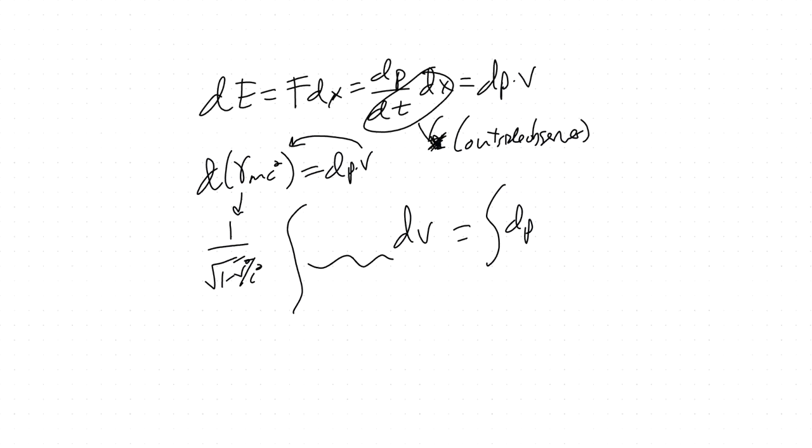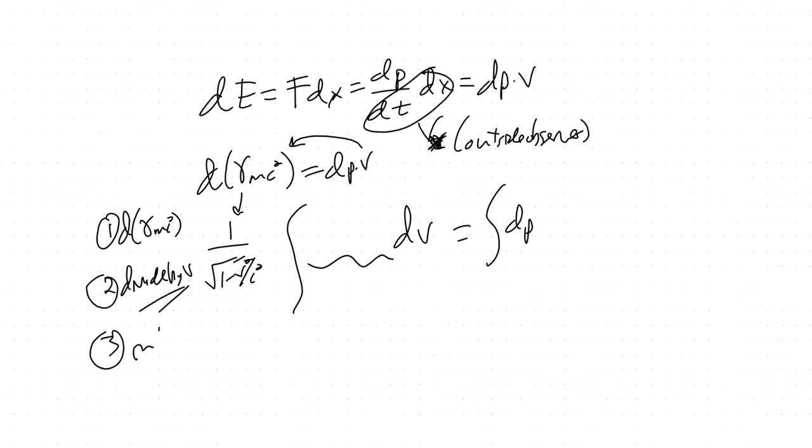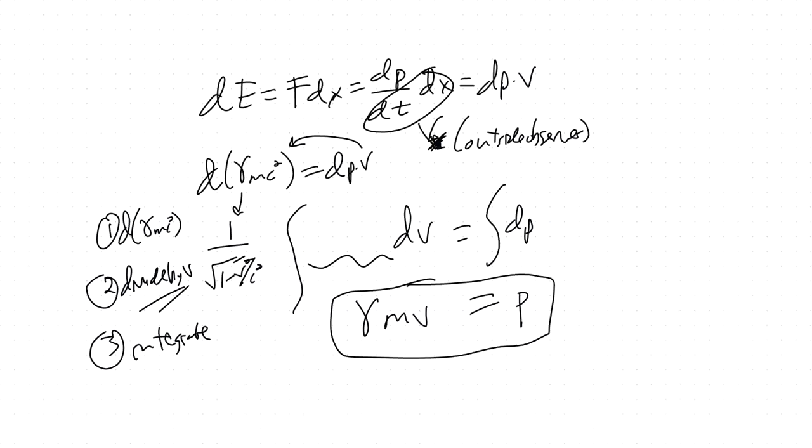You're going to differentiate first. So 1, do d of gamma mc squared. 2, divide by v on both sides to move that over. And 3, integrate. And you're going to get that p equals gamma mv. Yeah, cool. Now that's a little bit of algebra and calculus there, kind of fun, but you get that.